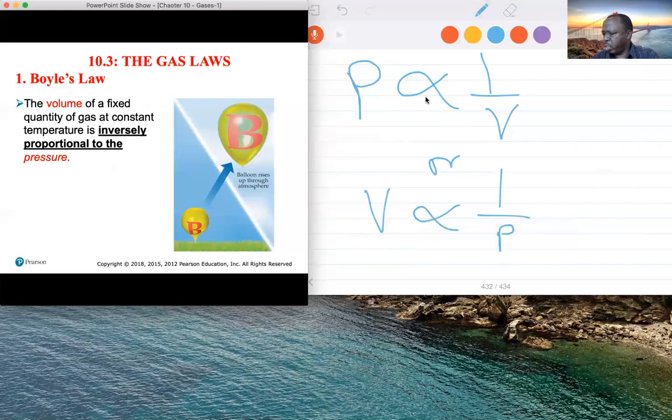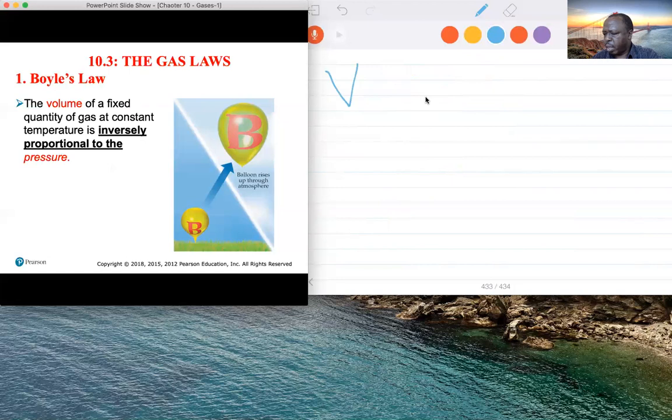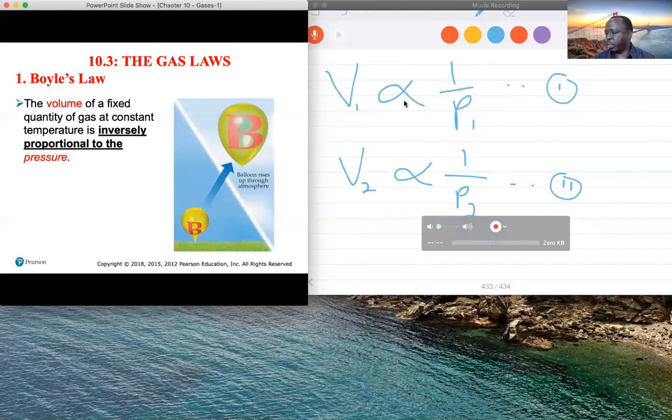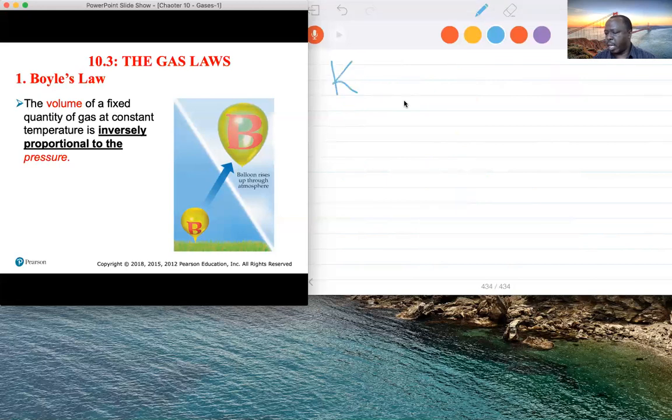Now, if we have two conditions, V1 is inversely proportional to pressure one, all right? If this is equation one and we have another condition here, V2 inversely proportional to pressure two, equation two, we can get rid of the proportionality symbol by introducing the constant K. K is a constant, or we call this the proportionality constant. In other words, V equals K over P.